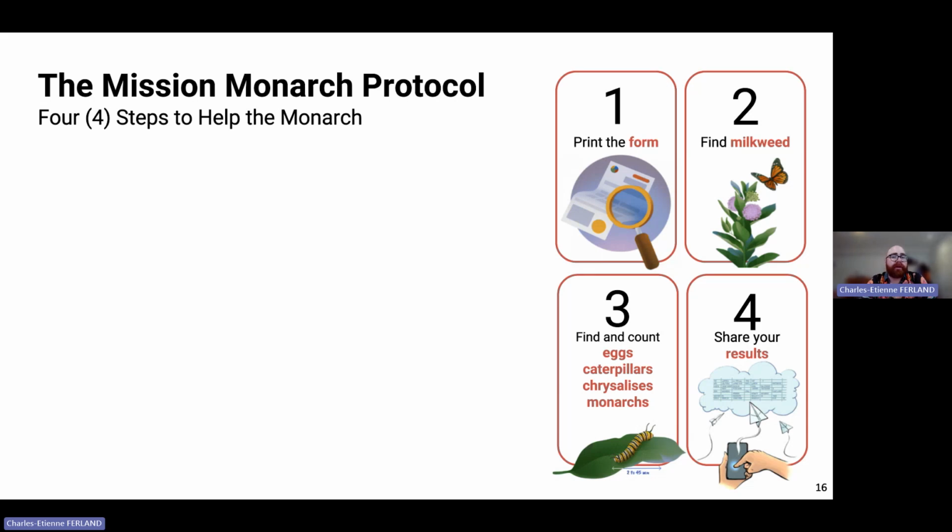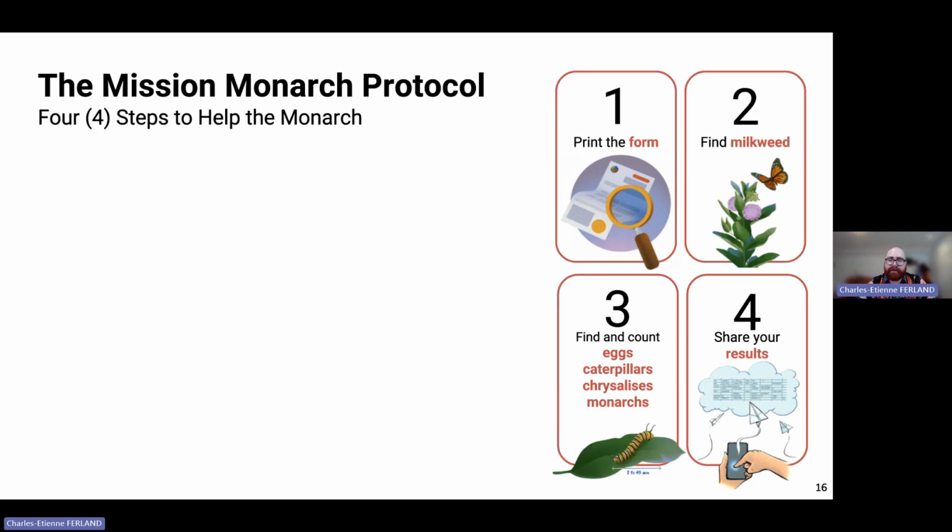Essentially, our protocol boils down to 4 steps to help the monarch. The first one being to print the form. There's a form available on our website. I'll share the link after I'm done with the presentation. The form is essential to conduct the field surveys. Then the second step is to find milkweed, to go out on a hike to your favorite park or wherever you're going outdoors in the summer.